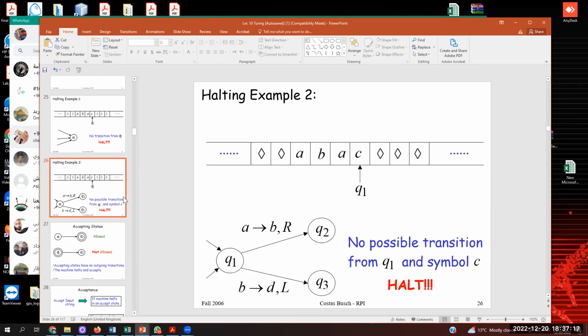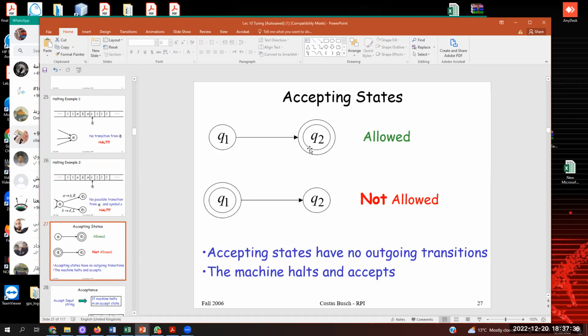Okay, so let's say a halting example. I am at C, but my transition from Q1 can only read A or B. I don't have A here, I don't have B. Then I stay at Q1. I don't move from Q1. This is called halt. This transition is allowed in a regular DFA.